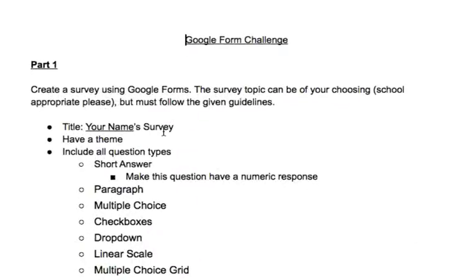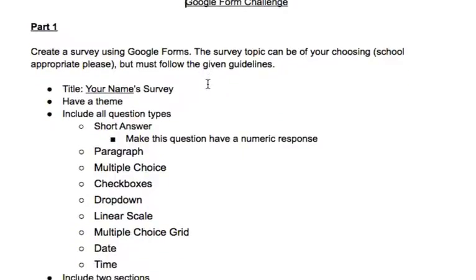So there are two parts here. So part one, I want you to create a survey, right? Obviously using Google Forms. The survey topic can be anything you want, okay? But just make sure it's school appropriate. But it has to include this. It's got to include your name as the survey. Make sure I can identify you when I look at your survey.